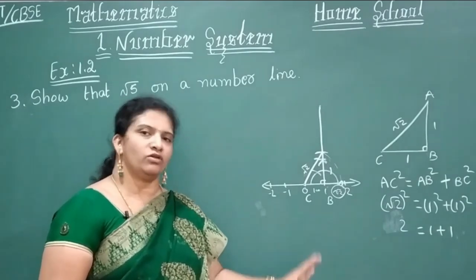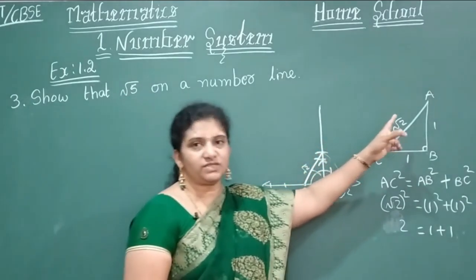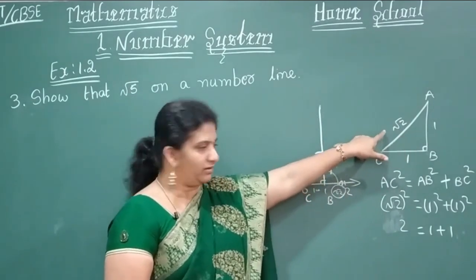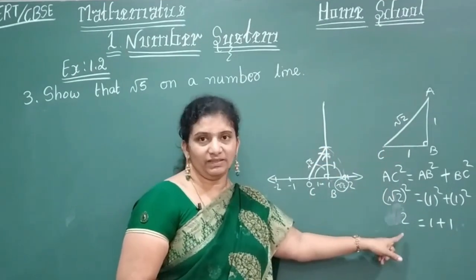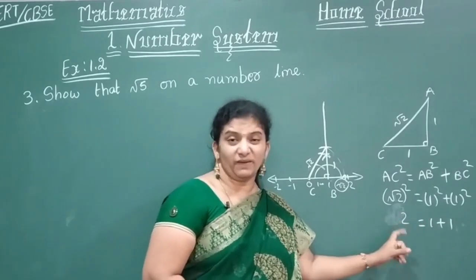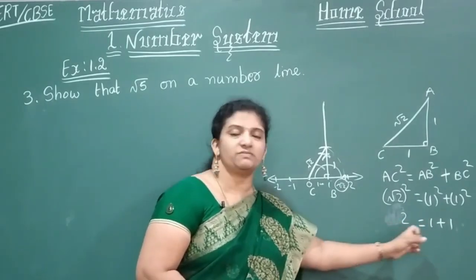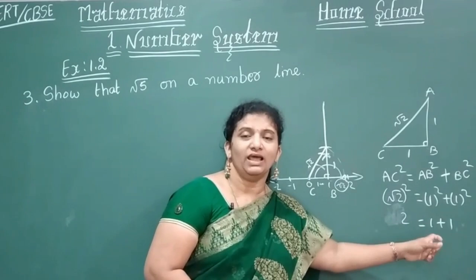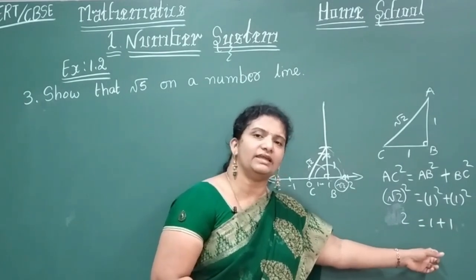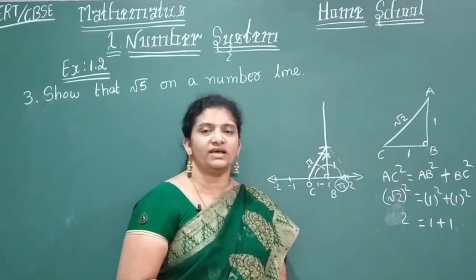In the same manner you can go with root 3. Look here, observe here, if you take root 3, root 3 whole square will be 3. So you have to split that number. 3 can be split as 2 plus 1. That 2 I can rewrite as root 2 whole square plus 1.